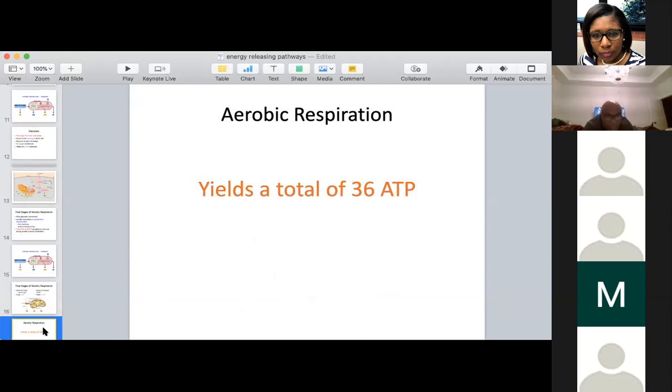So aerobic respiration is the process in which glucose is broken down to yield a total of 36 ATP molecules from 1 glucose.